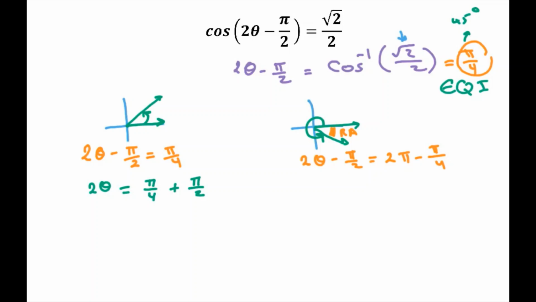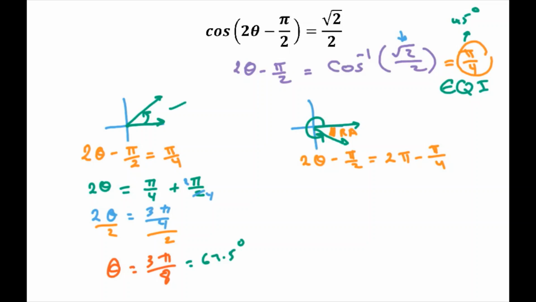You can multiply here by 2. That's going to be 2. That's going to be 4. So 2 theta equal 3 pi over 4. And then you divide both sides by 2. So theta will be equal 3 pi over 8. 3 pi over 8 is basically 67.5 degrees, and it is an angle in quadrant 1.